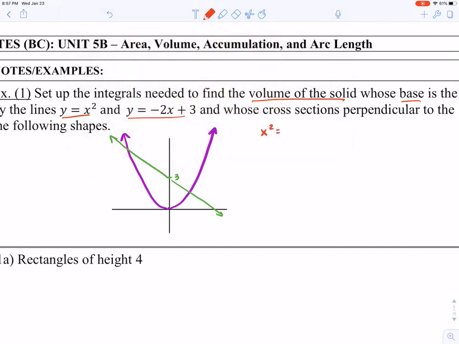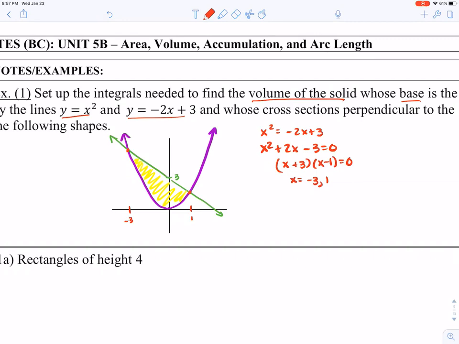So let's set them equal to each other so we know our bounds of integration, because we're really talking about setting up a shape in this area. That's going to be the base of our solid. Okay. So we've got x squared plus 2x minus 3 equals 0, which will factor into x plus 3 and x minus 1 to give us intersections at negative 3 and 1. So that's 1, and that's negative 3. Which I guess you don't need these dotted lines.